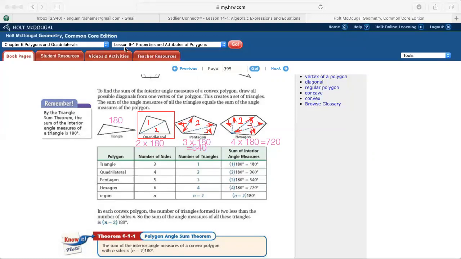For example, if I have a decagon, 10 sides, so the number of sides will be 10. The number of triangles is n minus 2, which is 10 minus 2, which is 8. So it will be n minus 2 multiplied by 180. It will be 8 multiplied by 180.